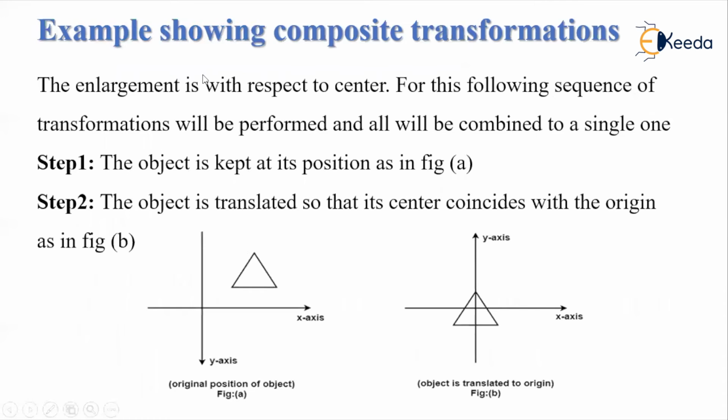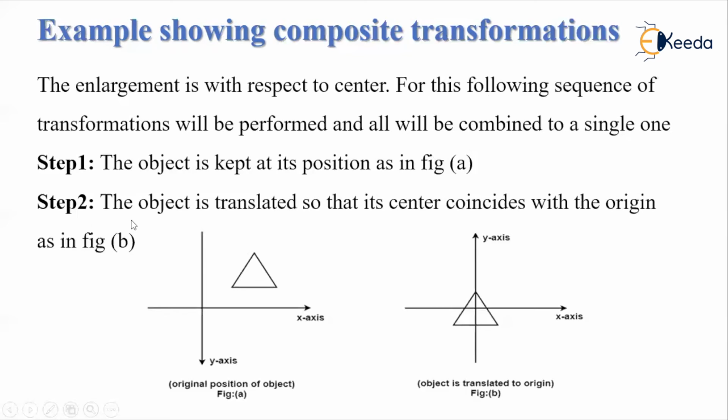Let's see one example showing the use of composite transformation. Here we have to scale the object, we have to enlarge the object with respect to the center. So for this, the following sequence of transformations will be performed, and all will be combined into a single one. In the first step, we will keep the object at its position as in figure A. So this is the original object which we have put here. Now this object is not at the origin. So let's bring this object to the origin.